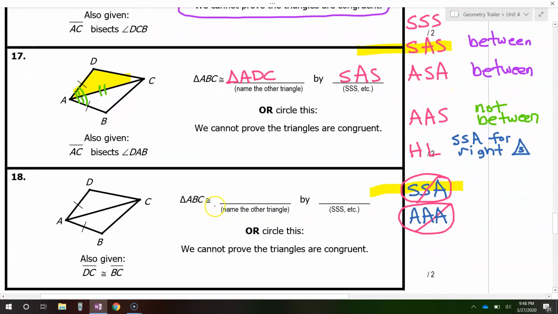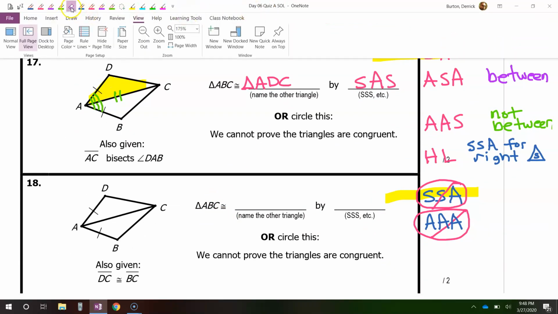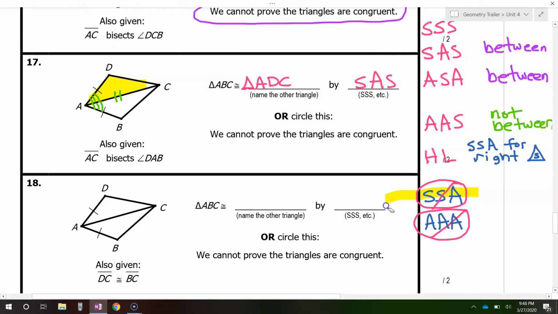All right, last one. At least last one on this video anyway. All right, once again, we have the shared side. Let's mark it. Boom, boom. Also given that segment DC is congruent to segment BC. So DC is congruent to BC.